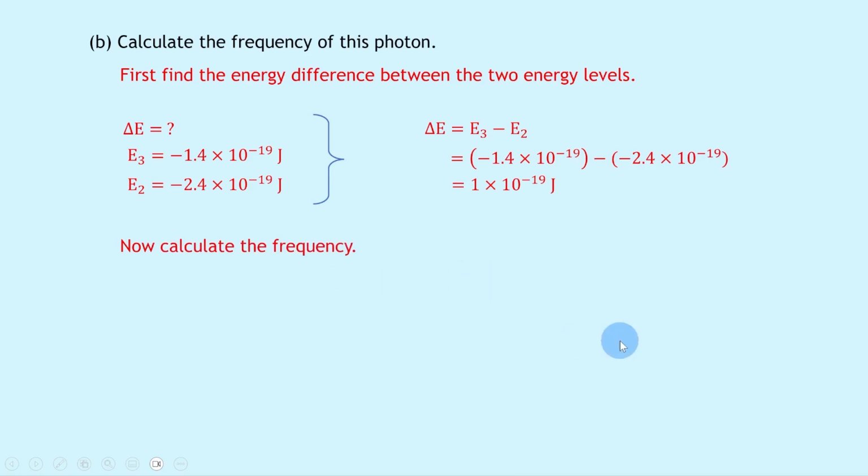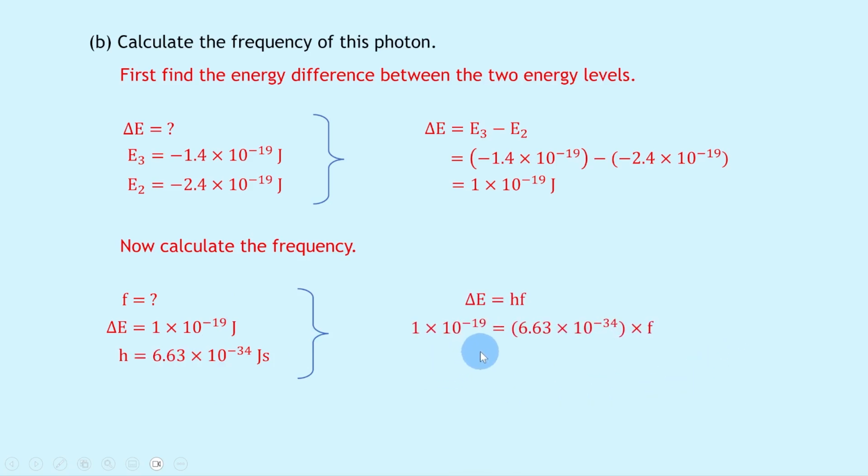So writing down what we know from the question, we're trying to find the frequency F. We know the change in energy delta E is 1 times 10 to the minus 19 joules, and Planck's constant H from the datasheet is 6.63 times 10 to the minus 34 joule seconds. Writing down our equation relating delta E and F, we have delta E equals HF. Substituting in the numbers gives 1 times 10 to the minus 19 is equal to 6.63 times 10 to the minus 34 times F. Then doing the left hand side divided by 6.63 times 10 to the minus 34 in your calculator should give you a value for F of 1.5 times 10 to the 14 Hertz.